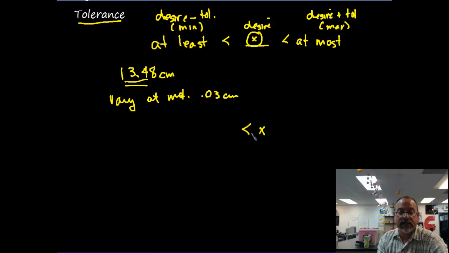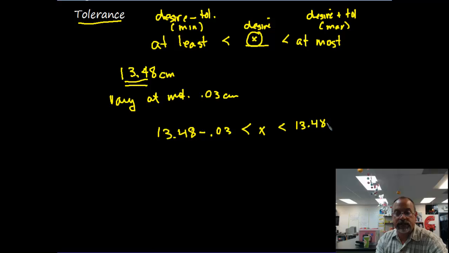So it's x, and over here is going to be what I want, minus how far off I'm willing to let you cut it. And over here, I'll take what I want, and I'll add to it what I'm willing to take over. So I just go ahead and do that arithmetic here. So 13.45 < x < 13.51.